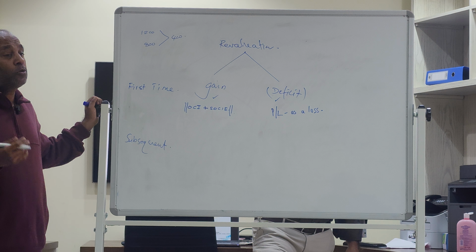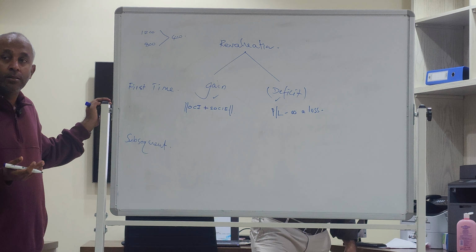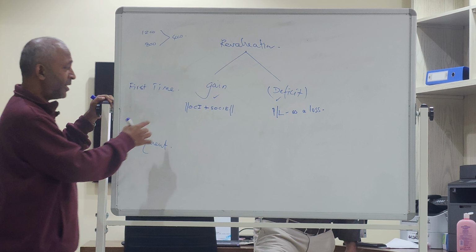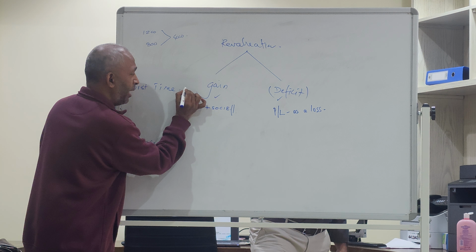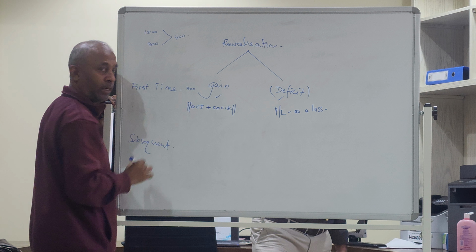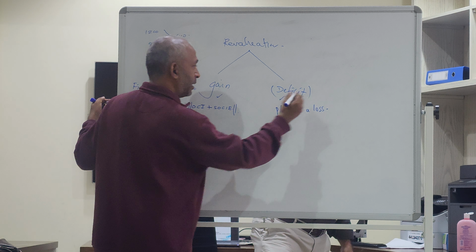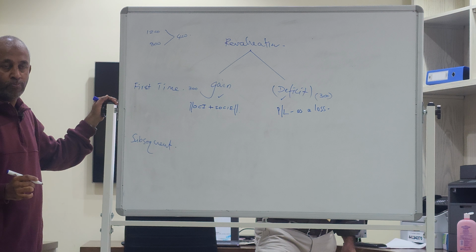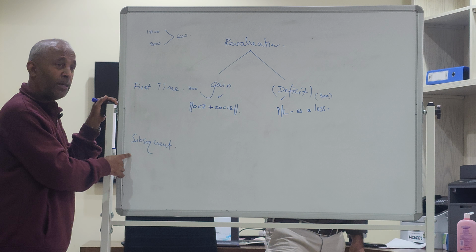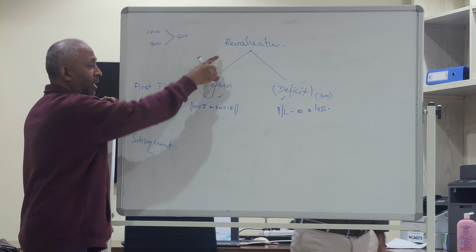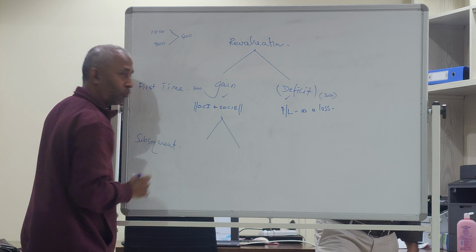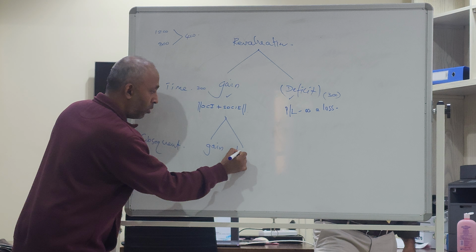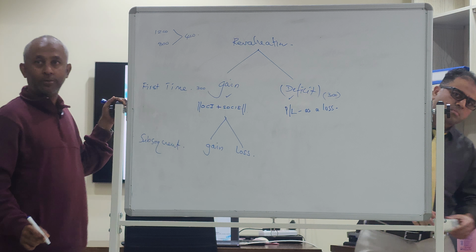Next, subsequent revaluations. The company could go on to revalue this anytime, any number of times. So the first time, I had a gain of how much? 300. For the sake of simplicity, I will assume I had a deficit of 300 also. Now on a subsequent revaluation, it is still possible that I might have two outcomes. It could be either a gain or a loss.